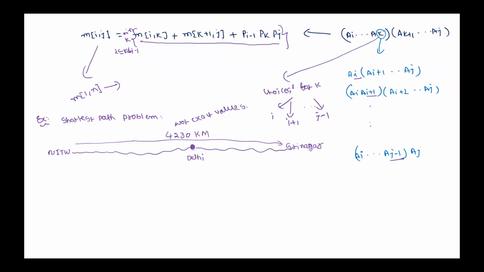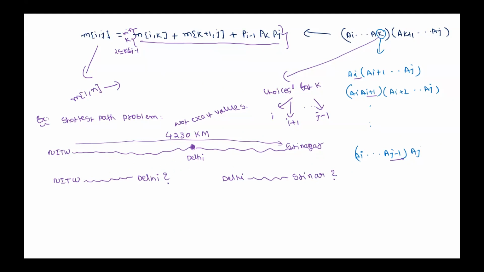This much is given. Now, what are the two sub-problems we have got in this case? Earlier the question was, what is the shortest path from NITW to Srinagar? Now we can ask, what is the shortest path from NITW to Delhi? Similarly, from Delhi to Srinagar, what is the shortest path? These are the sub-problems we got based on the optimal solution to the given problem.